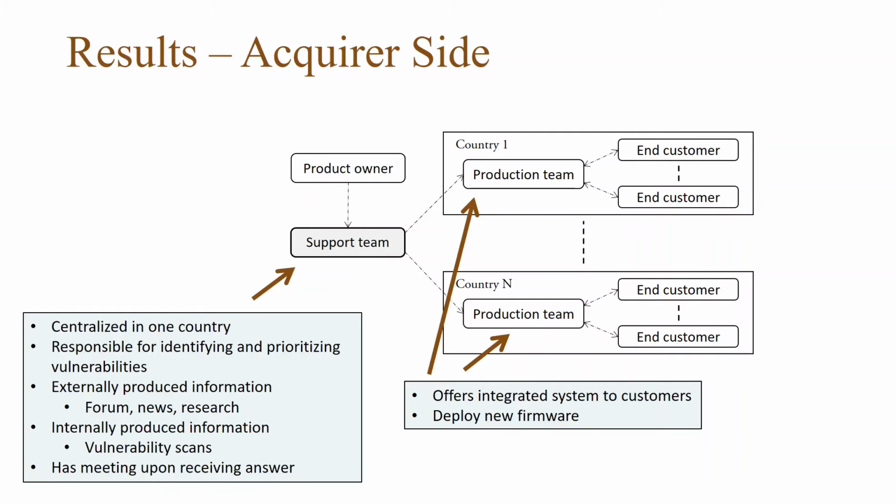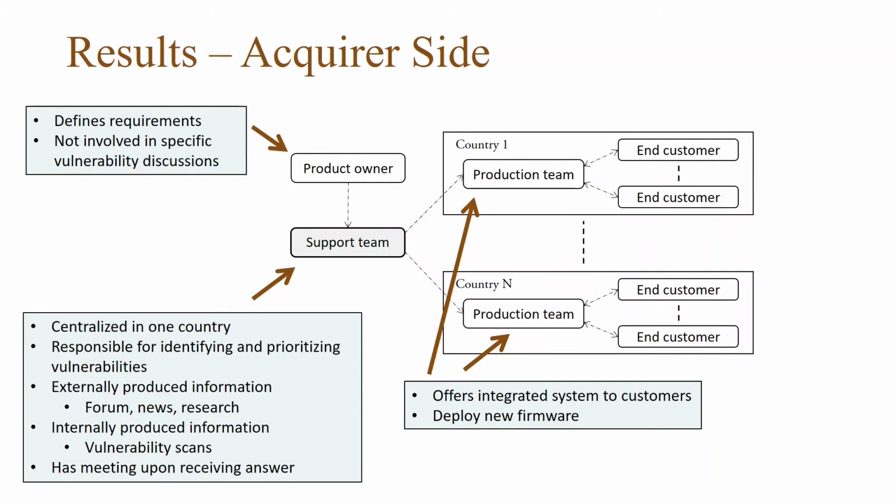The production team, one in each country, offers the integrated system to the customers. The production teams are responsible for deploying the new firmware in case the support team has decided that the new firmware needs to be deployed in case there is a vulnerability. And finally, the product owner is the one defining the requirements for the systems. The product owner, however, is not at all involved in the specific vulnerability discussions.